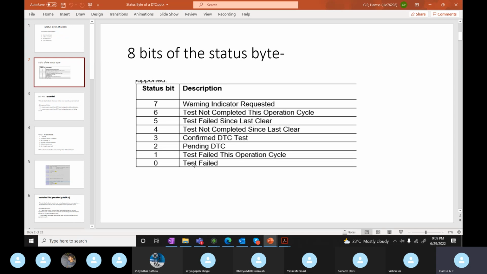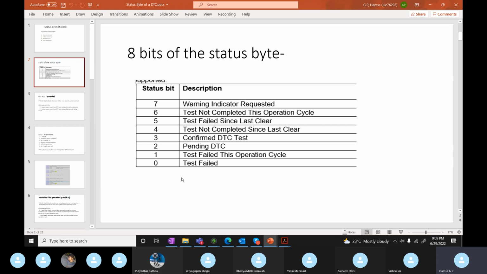One particular bit can hold only two values, 0 and 1, because it is binary. Correct, right? So if bit 0 is 0 or 1, what happens? What does it mean? Test failed.